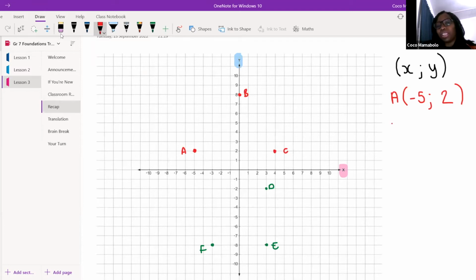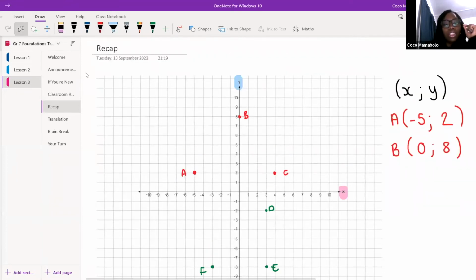Can you help me with B as well, Mivuyo? What are the coordinates of B? It's 1. It's the brackets. I don't think it's going to be 1. Okay, so open brackets. What is my X coordinate? 0. Good, it's 0. Excellent. It's 0 because it's sitting on my line. Semicolon 8. Good. And then close brackets. Excellent. Amazing stuff. Very well done, Mivuyo.